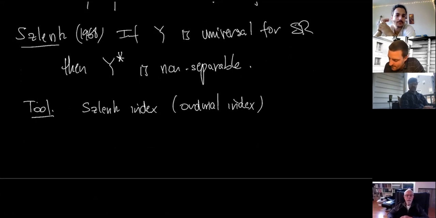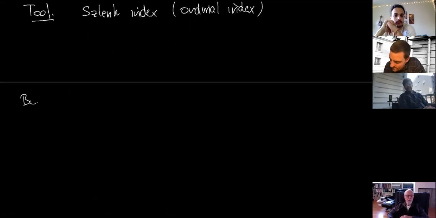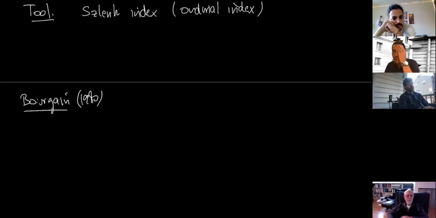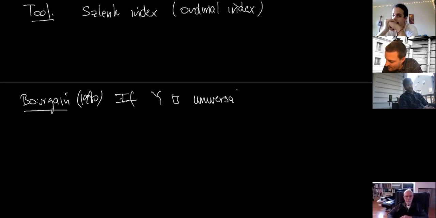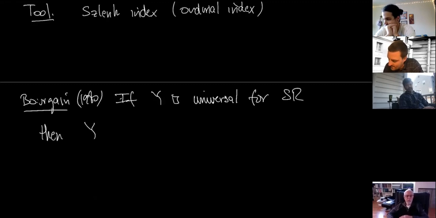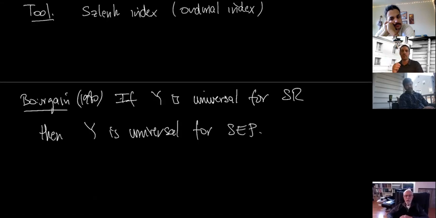And a couple of years later, Bourgain, so this is in 1980, in a very short paper in the Proceedings of the AMS, showed the following thing. So if Y is universal for the class of separable and reflexive Banach spaces, then Y is universal for the class of separable Banach spaces.